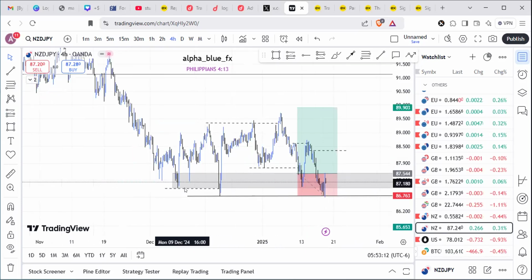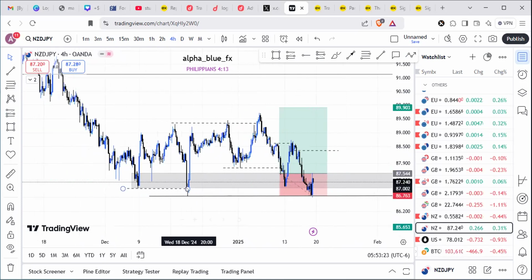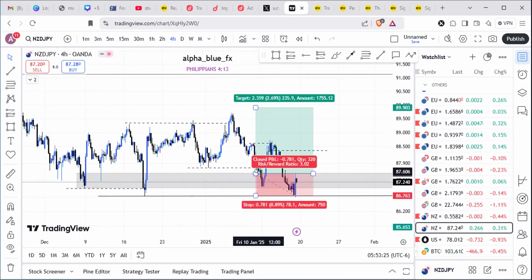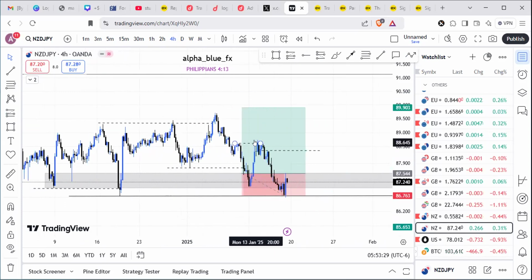Hence, I looked for an area of interest where I want to take the buy. And this was my area of interest. You can target this other block right here, or whatever it is you see that gives you a valid area of interest. And I took my entry here. So as price came in here, we saw that push to the upside.